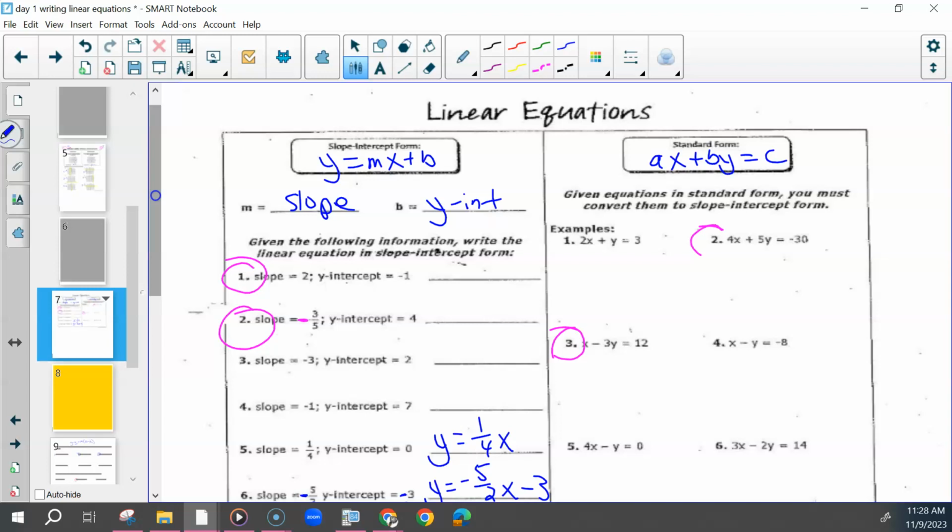Let's do number 2. How would I start to solve this for y? How would I get it back into slope-intercept form? Subtract 4x. Yes. Not necessarily from negative 30, but from the side in general. So we have 5y equals, I'm going to switch these two, negative 4x minus 30. And divide everything by 5. What is our new equation? Y equals negative 4/5x minus 6.